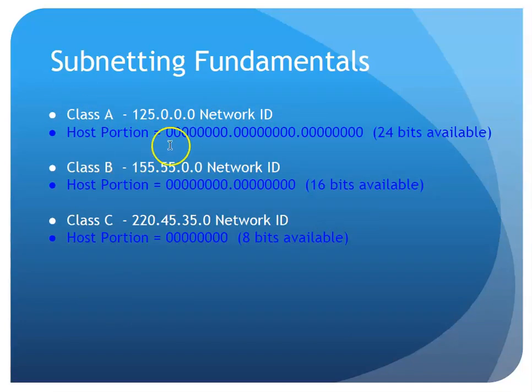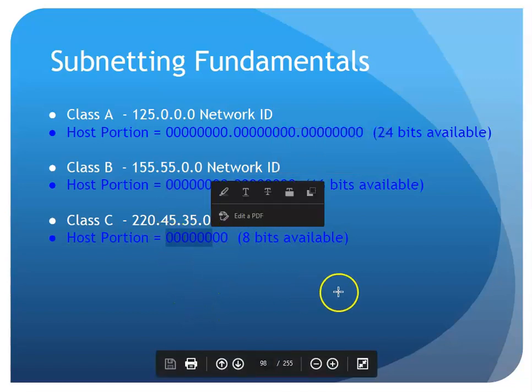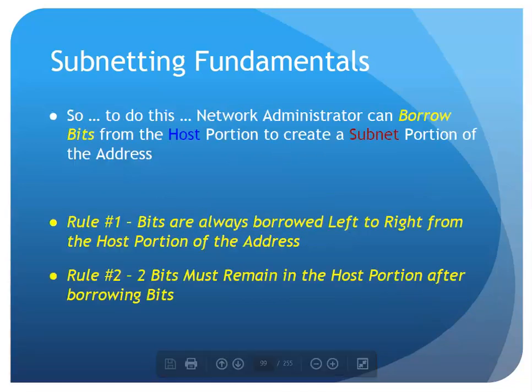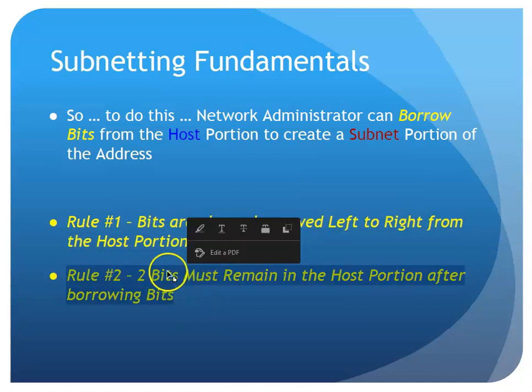So with a Class A, I have 24 bits I can work with. With a Class B, I have 16 bits to work with. If I have a Class C, I have 8 bits to work with. So with a Class A, I can borrow up to 22 bits because I have to leave 2 behind. With a Class B, I can borrow up to 14 bits, got to leave 2 behind. And with a Class C, I can borrow up to 6 bits, I got to leave 2 behind. So I need to remember those rules. So borrowing left to right, and leaving 2 behind, those are rules I should remember.